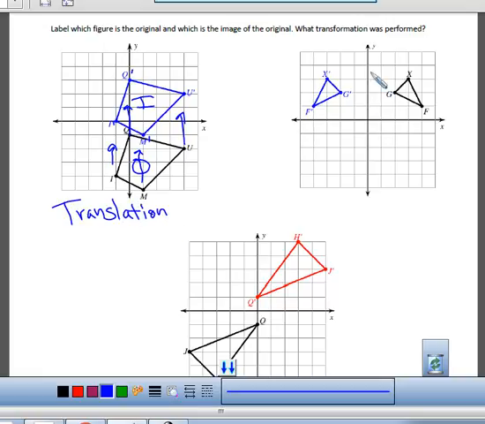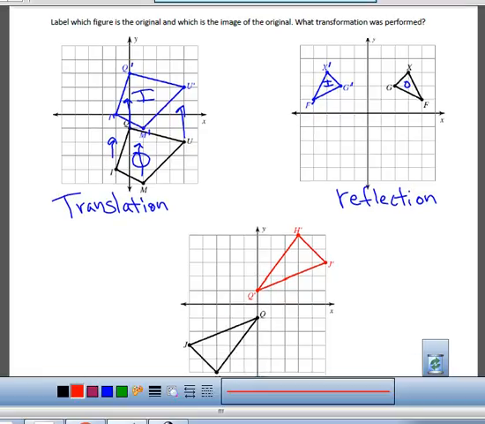The next one, here is the image, because these are all labeled with primes. X prime, G prime, F prime. So this is the image. This is the original. So how do we get from the original to the image? This is a reflection. It's a flip.